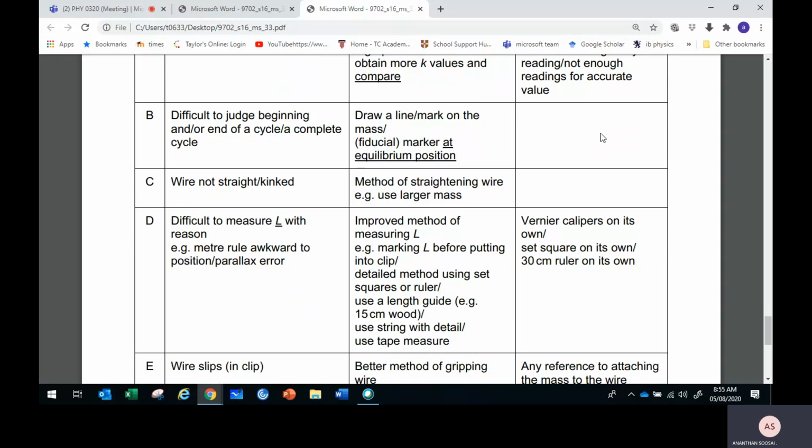So how do you solve it? Have a marker or sticker. Yeah, so that must be in your mind when you do the experiment. Difficult to judge the beginning and the end. Draw a line, mark on the mass, as a reference point. Where it starts, where it ends.